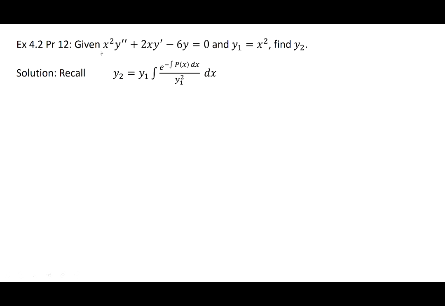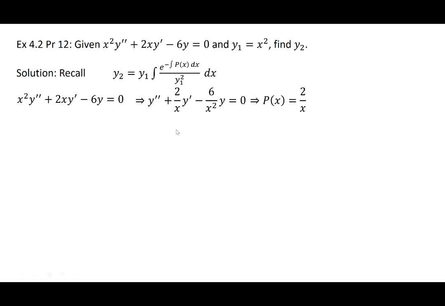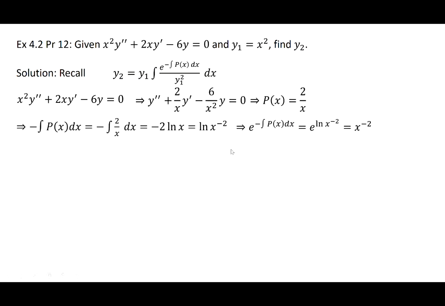To do that, divide throughout by x squared, and that's exactly what I did. P of x is the coefficient of y prime, so P of x is 2 over x. Then figure out negative integral of P of x dx, and that turns out to be negative 2 natural log of x, or we can write that as natural log of x to the negative 2. And let's figure out e raised to negative integral of P of x dx next, which turns out to be x to the negative 2.